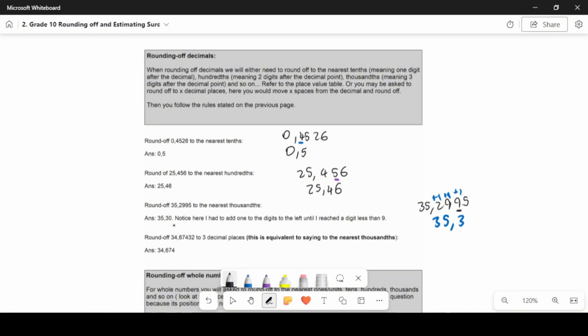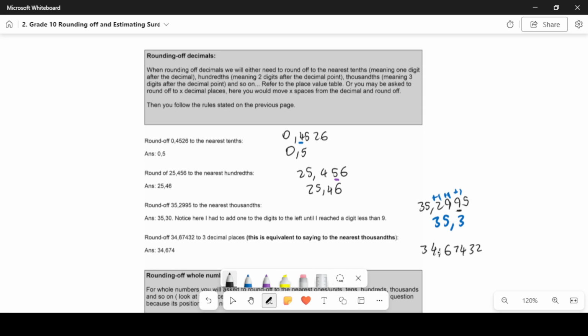Now let's look at the next one. Round off 34,67432 to 3 decimal places. This is equivalent to saying round up to the nearest thousands. So 3 decimal places means I want 3 decimal points after the comma. So it'll be 1, 2, 3. So basically for 34,67432, I want 3 decimals after the comma, which would be that decimal point.